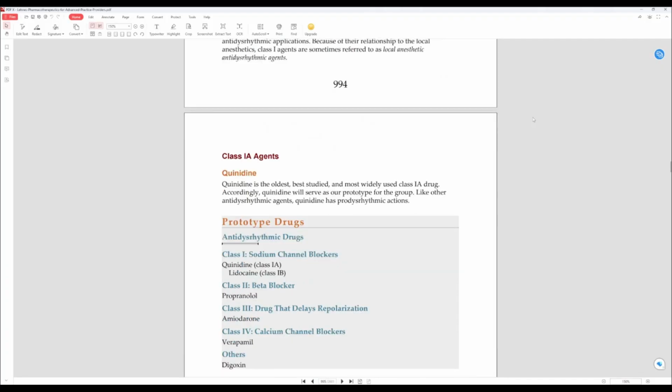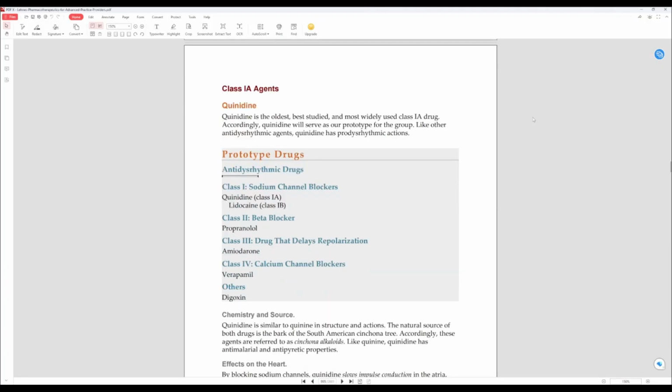So that's what we'll start off with, class 1A, such as quinidine. Quinidine is the oldest, best studied, and most widely used class 1A drug. Accordingly, quinidine will serve as our prototype for all the group. Like other antidysrhythmic agents, quinidine has prodysrhythmic actions.